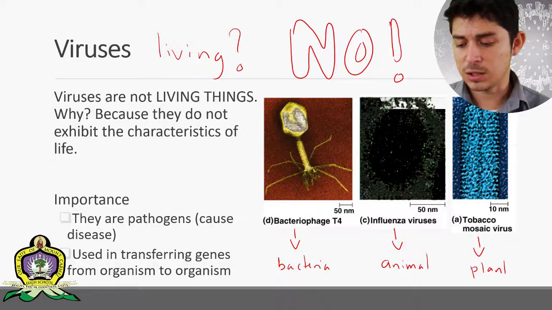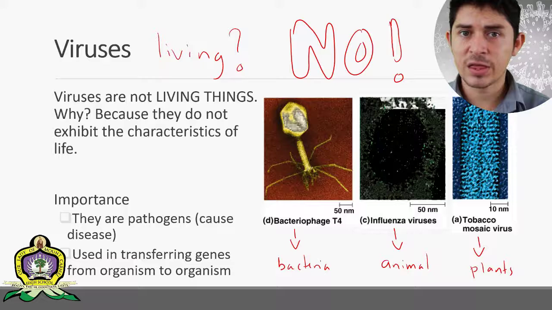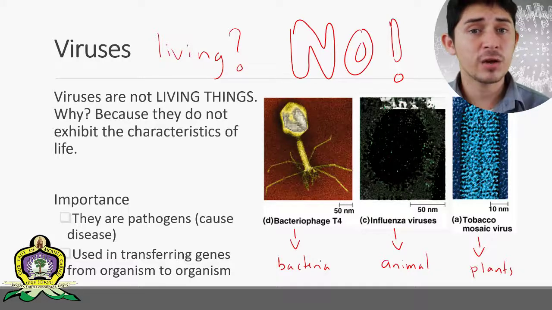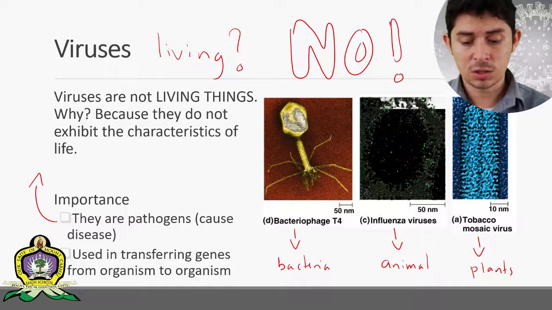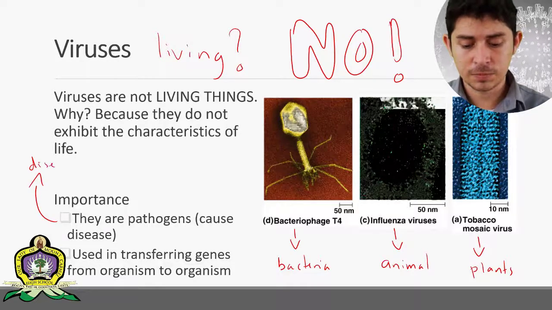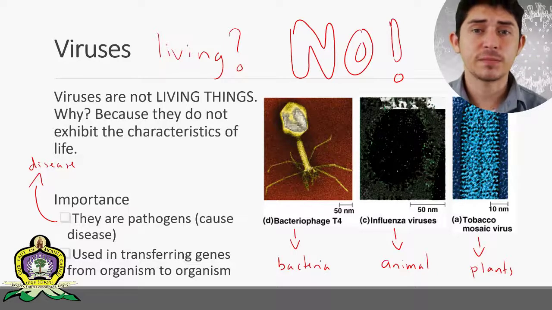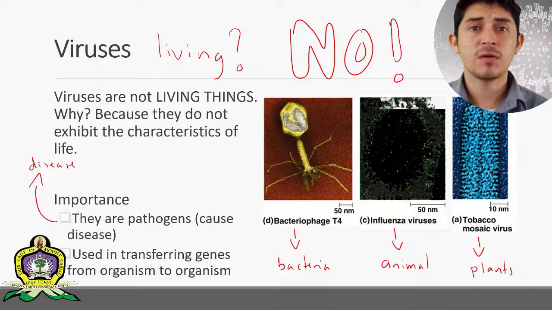So as you can see, viruses do not belong to any kingdom. They are not living things. They cannot fulfill the characteristics of living things, but they are very important because they can cause disease. They're pathogens, and they can be used in genetic engineering. So those are more or less what I have on the living things.